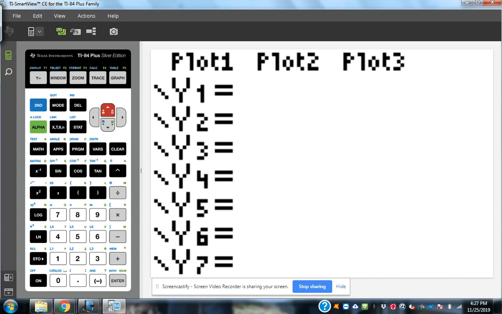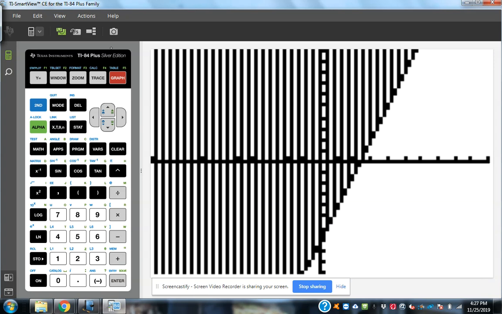3x minus 7. And I'm going to go over to the left all the way to where that is. And I'm going to hit enter until I get a triangle in the top half. That's the greater than shading. And then when I hit graph, we see that shading that we were talking about that we drew by hand.